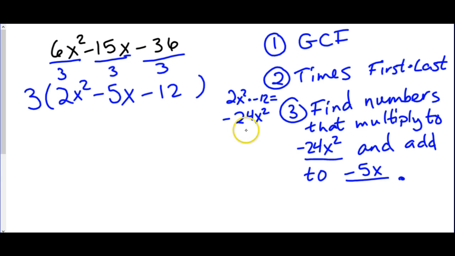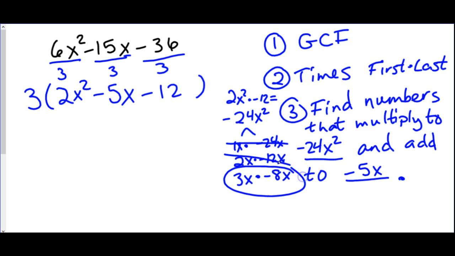So, things that multiply to be negative 24x squared. 1 times negative 24. And again, I should actually include x's on those. 1x times negative 24x. If we try adding those though, that's going to be negative 23x. Doesn't work. How about 2x times negative 12x? Add those. 2 plus a negative 12, that's negative 10. Doesn't work. We're trying to make a negative 5. That did not work for us. 3x times negative 8. Add those together. That makes our negative 5. So those are our factors.